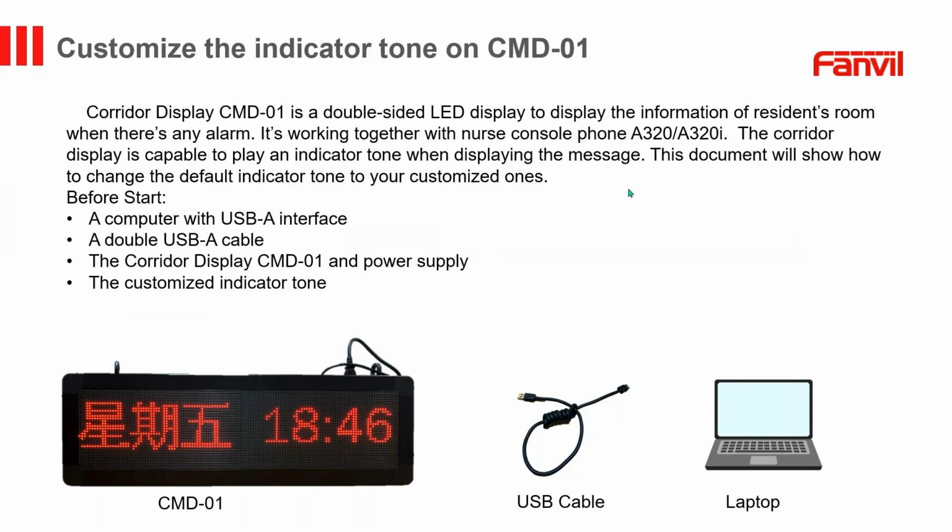Before you start changing these, you need a computer with a USB-A interface and a USB-A cable, as shown here. And you need the corridor lights, the corridor display, and the power supply, of course.